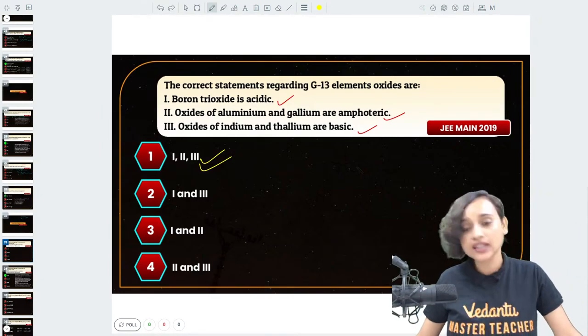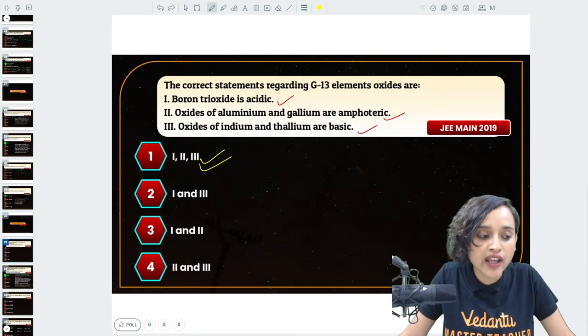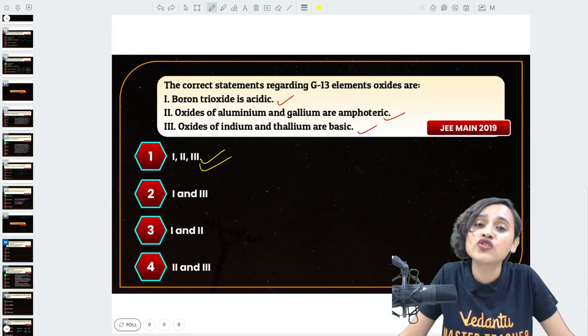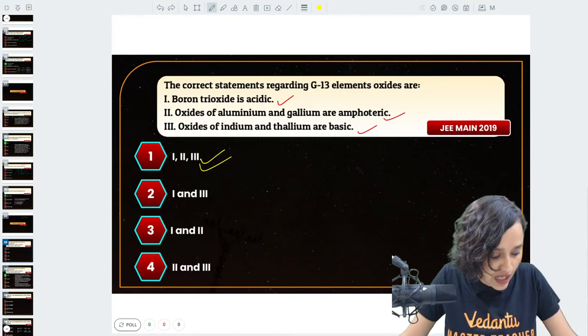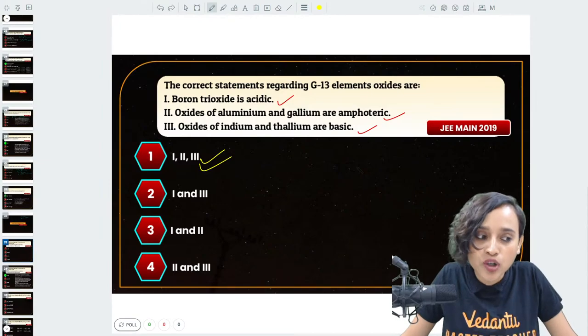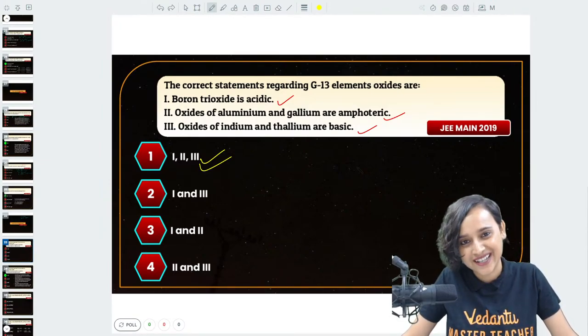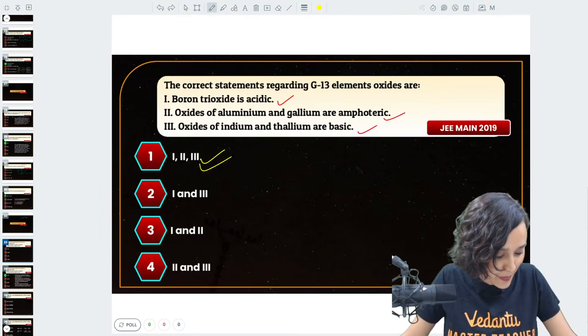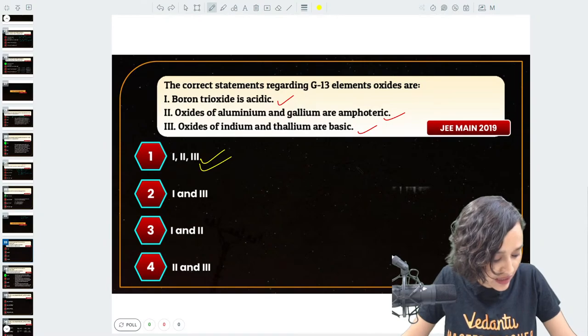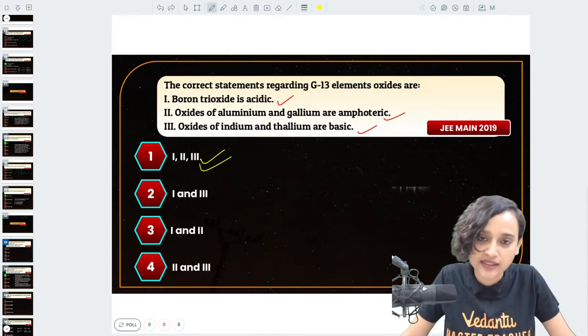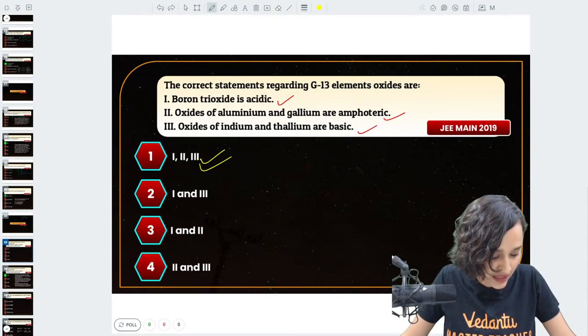JEE bacha, actually the studios were already booked and I could not find an empty studio. Hence I'm taking the session like this. I planned the sessions very late, that's why. From tomorrow I will be taking the session once again like that.